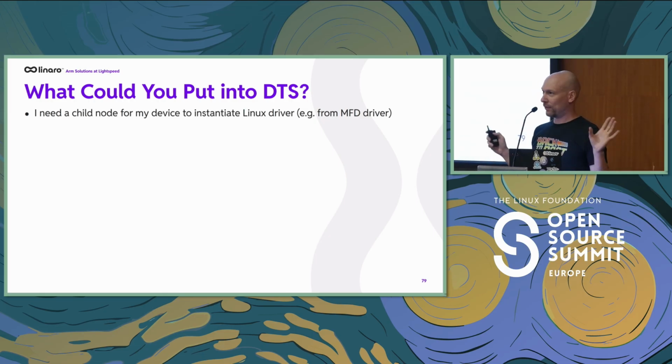So I have a few questions. I will not wait for your answers, but please think about it with your brain. Can you put this to DTS? I need some child node for the MFD driver. I have a multifunctional driver, and I need to instantiate a child driver from the Linux point of view. So to instantiate a child driver, I would need to add a device node. Can I add such a device node to DTS based on this purpose?